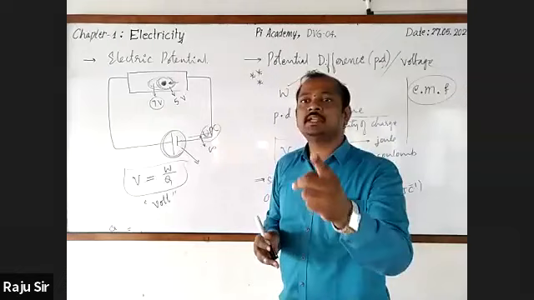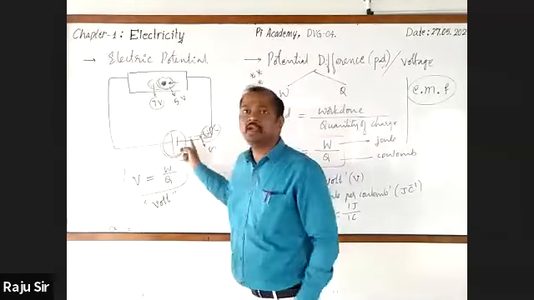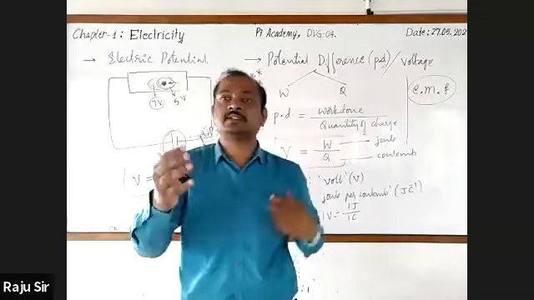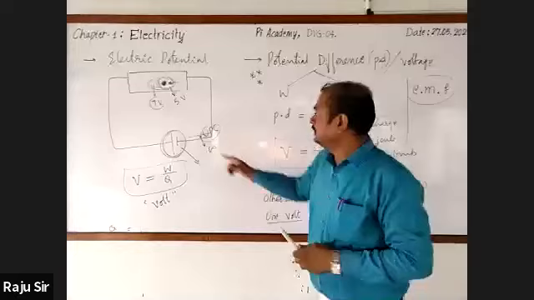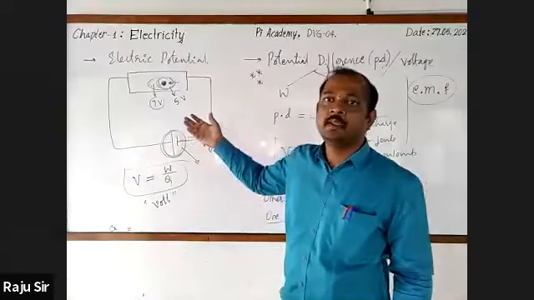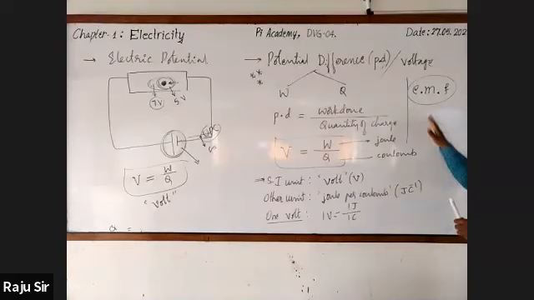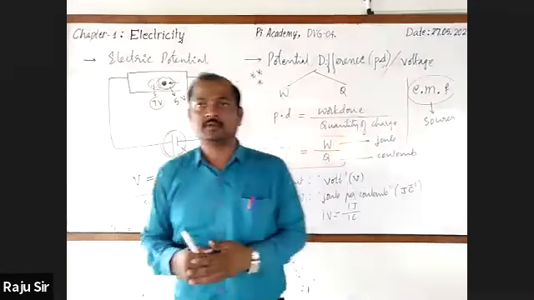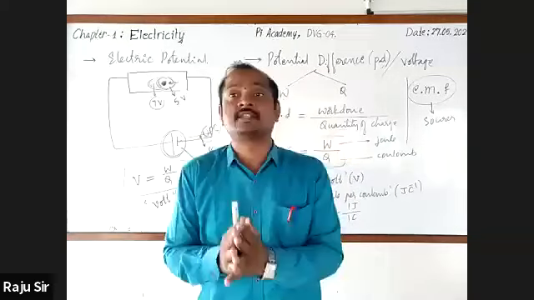Now, let me tell you what electromotive force is. It is the energy given by the battery to maintain the constant potential difference across the ends of the conductor. The minimum energy required to maintain the constant potential difference across the ends of the conductor is known as electromotive force. Whatever cell, battery or generator we use, they are all sources of EMF. Did you understand? Yes, sir. Nothing to worry. First, you have to understand the concept.